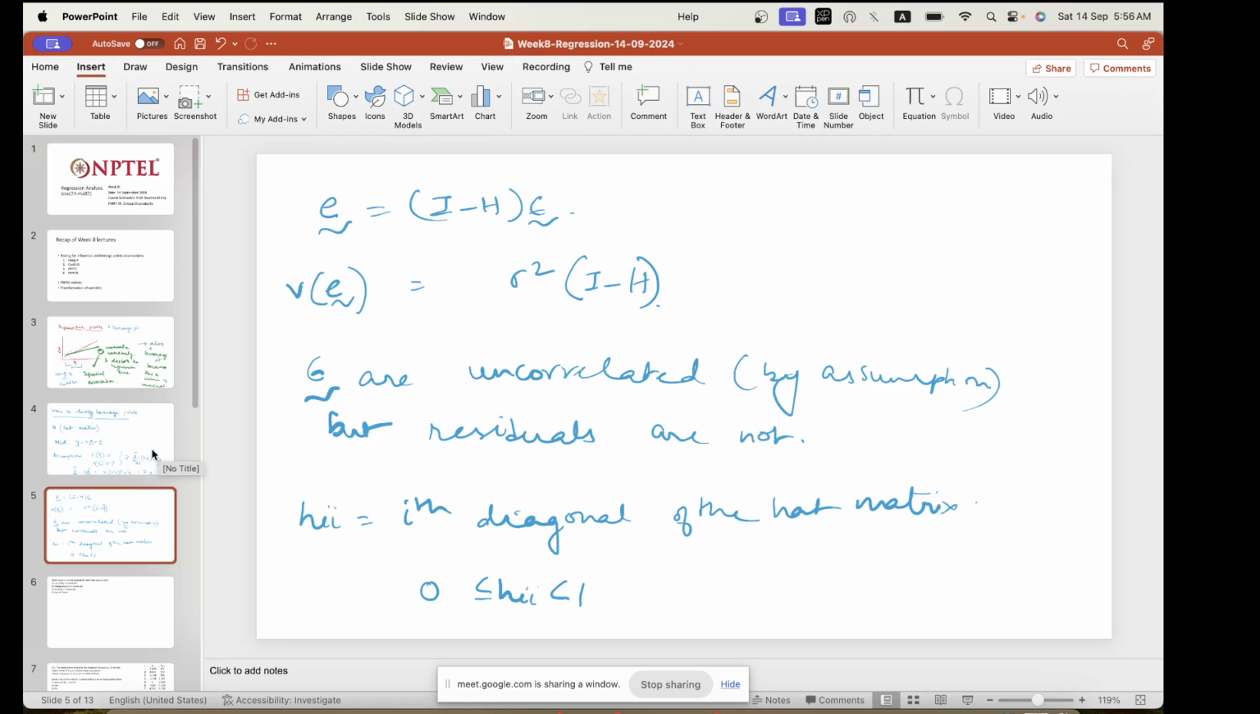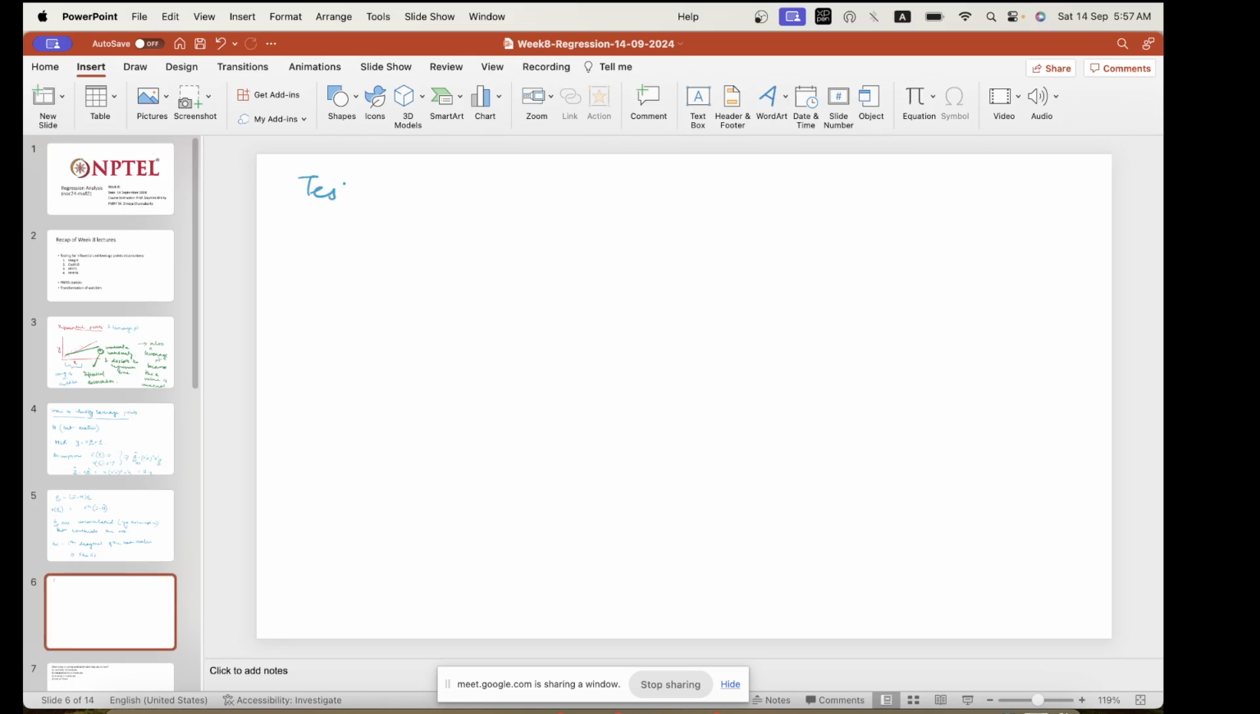Apart from this, in this week's lecture, we are going to learn how to test for a leverage point using this. So this week we learned testing for leverage points.